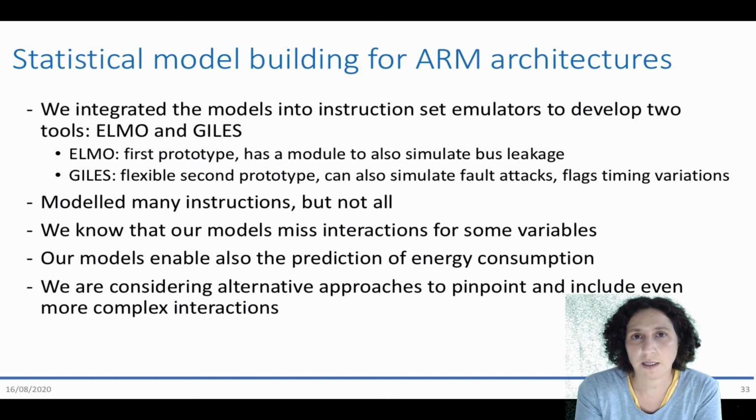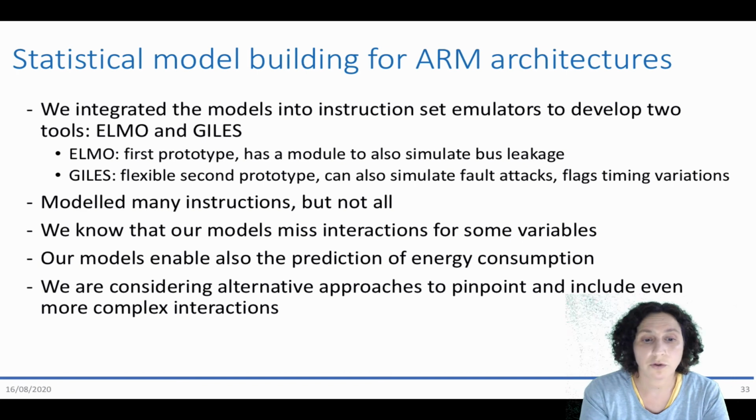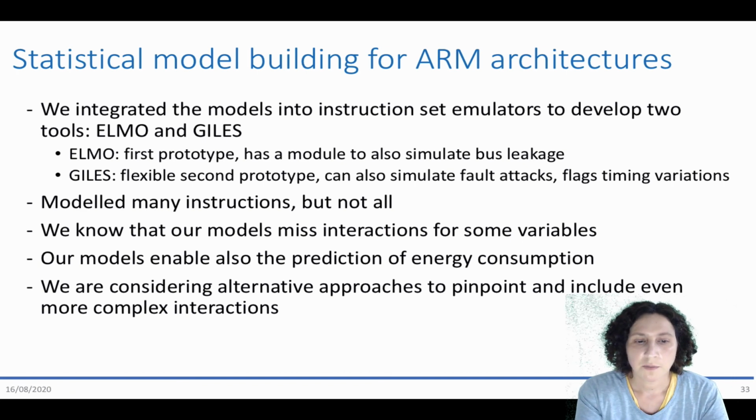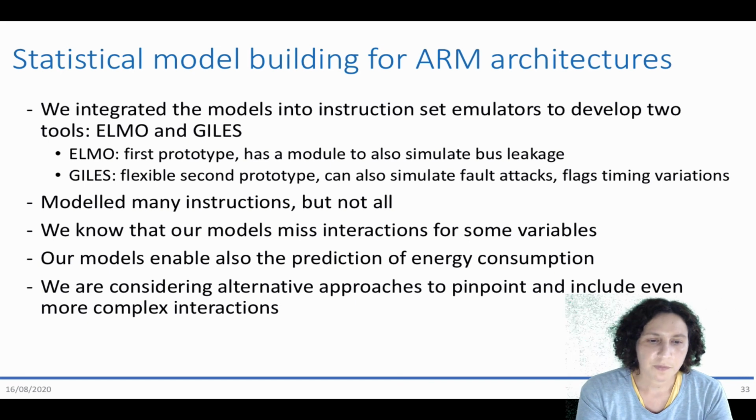We've modeled very many instructions from the ARM instruction set, but not all. So there are things missing. And we know for the models that we have built that we are not yet capturing all of the data-dependent variants. We don't intend to capture all of it either, but we know that we are missing something that's perhaps significant. And we are thinking about ways in which we could make them more accurate. We also know that the models are good enough to do energy predictions, so that's quite cool.